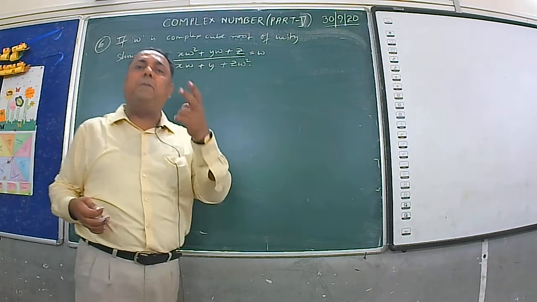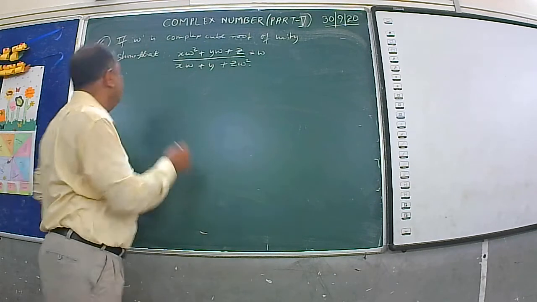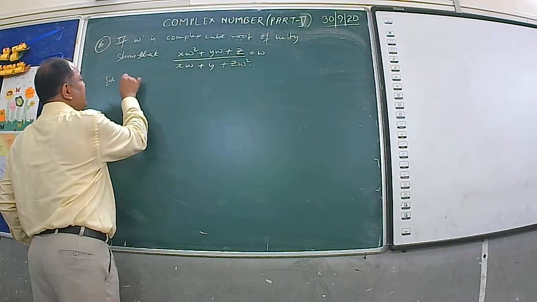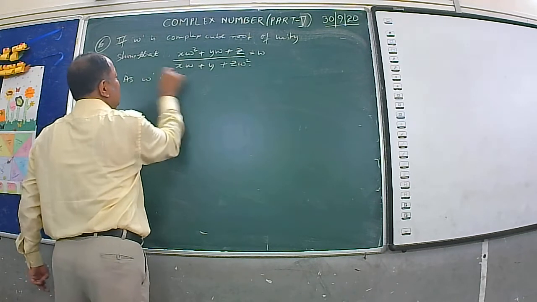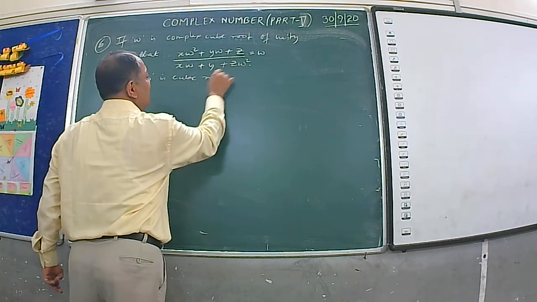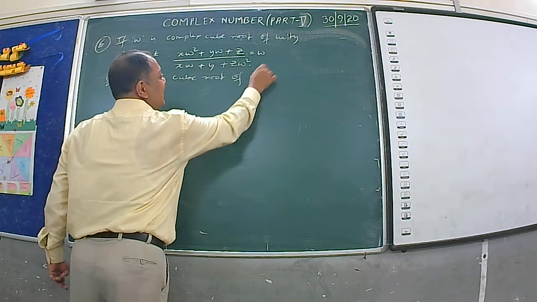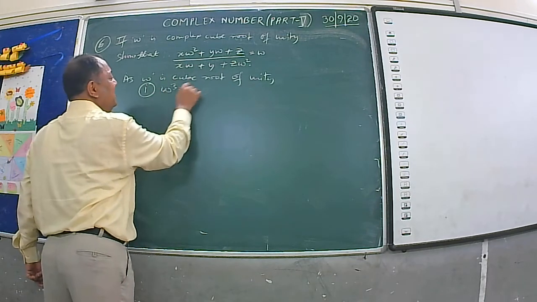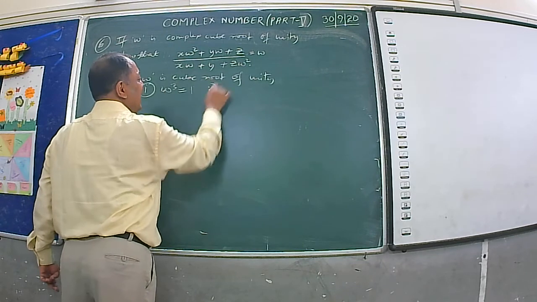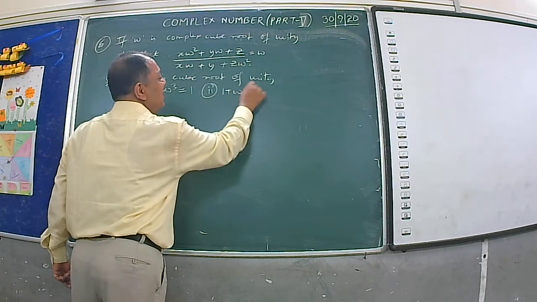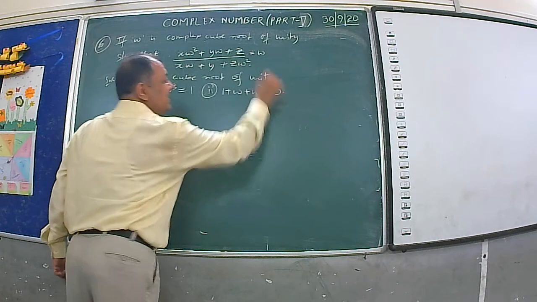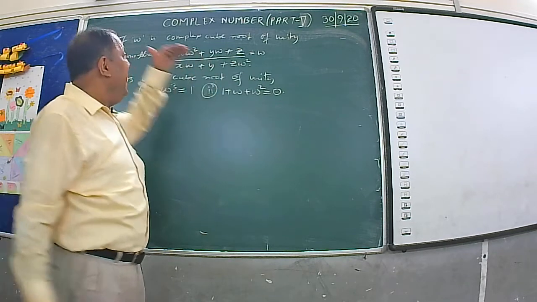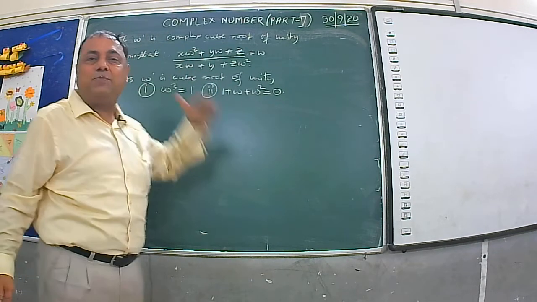We discussed two properties also. First property: as omega is a cube root of unity, number 1, omega cube is 1, and number 2, 1 plus omega plus omega square is equal to 0. This is our given condition on omega, and with the given condition I use these properties.